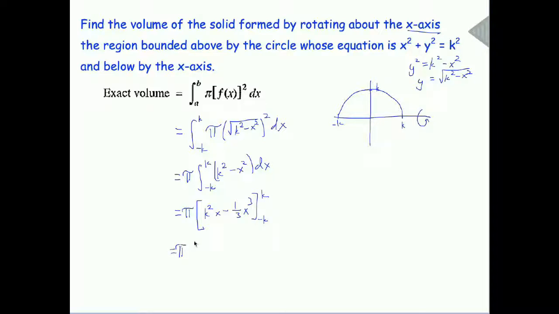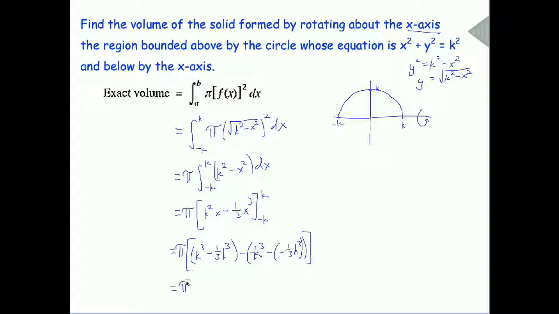So we have pi. We will put in k first, so we have k squared times k, so k cubed, minus 1/3 k cubed. Putting k in there. And now we're going to subtract when we put in negative k. So we have negative k in here will give us negative k cubed minus negative 1/3 k cubed. A lot of grouping symbols there.